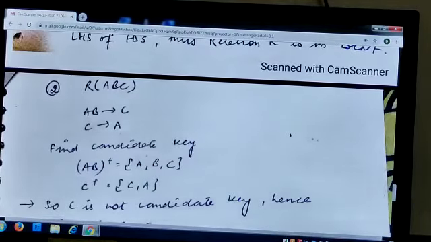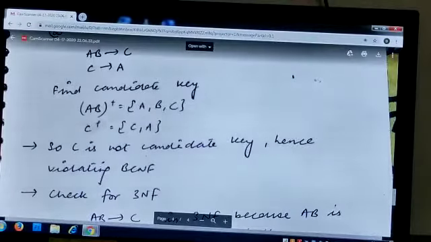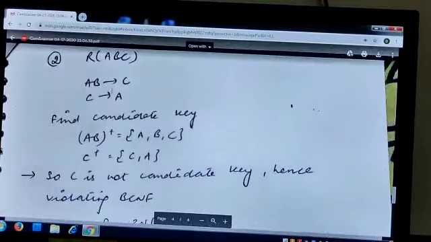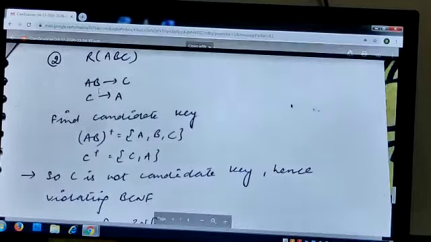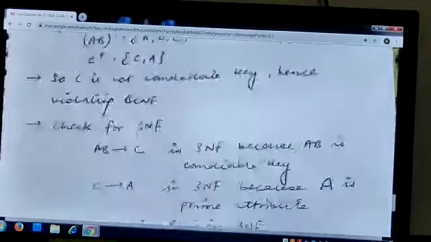According to 3NF, either the left side should be a candidate key or the right side should be a prime attribute. Now AB to C is already in BCNF, so it is in 3NF as well. Now C to A: C is not a candidate key but A is a prime attribute. That was the definition of 3NF, that if the right side of the functional dependency is a prime attribute, then we can say that the relation is in 3NF.